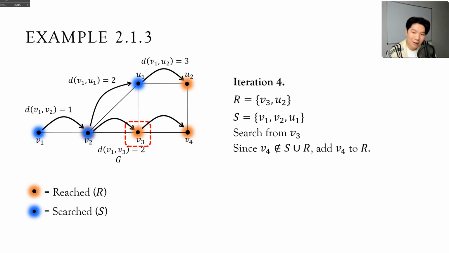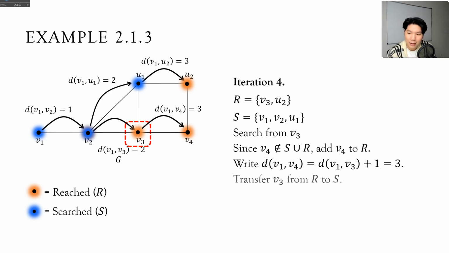Now I can go ahead and assign it distance. In this case, I will assign it distance of 3. I can actually count pretty clearly here: 1, 2, 3. So V4 has distance 3 from V1. And after I assign it distance, I can go ahead and transfer V3 from R to S because I have searched the entirety of V3. Hence, now I have R is equal to U2, comma V4, and then my search set S is the remaining vertices.